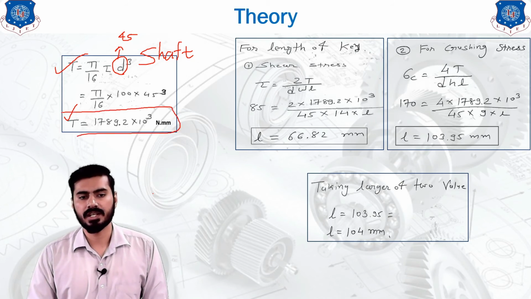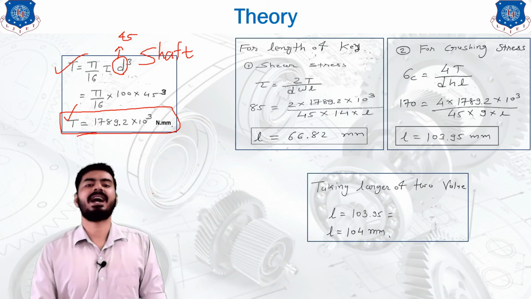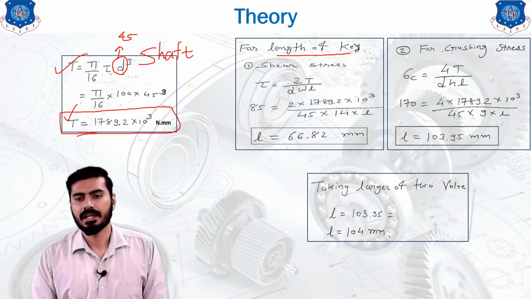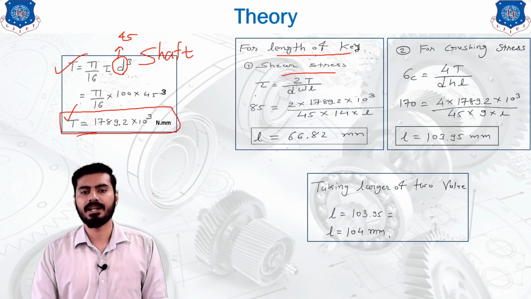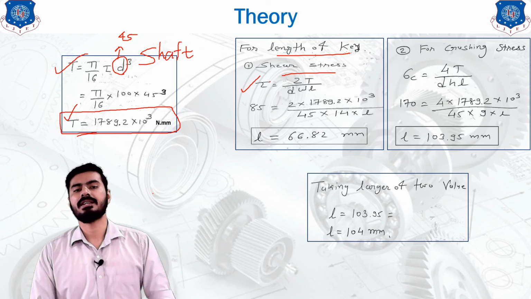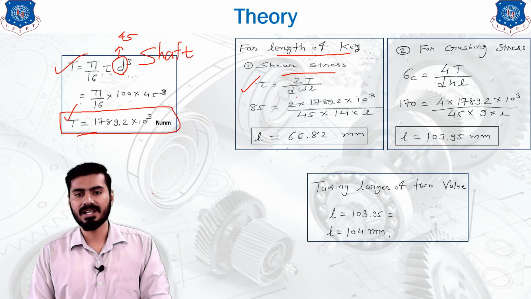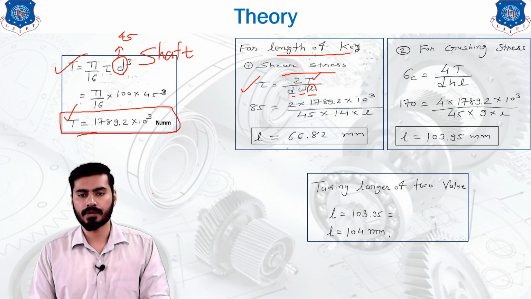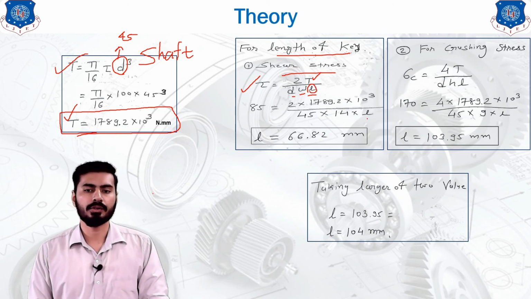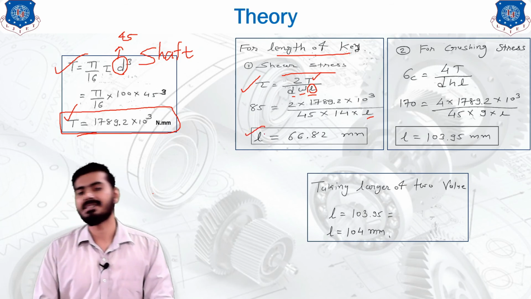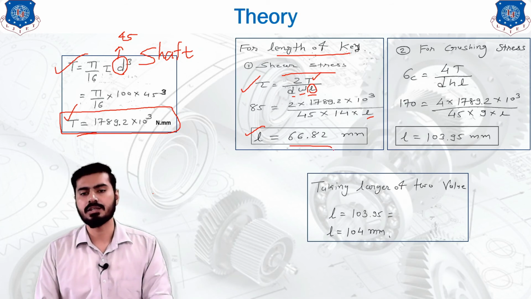So T will be 1789.2 into 10⁻³ Newton into mm. That is the answer of the torque that we have already calculated. Now for the length of the key, the shear stress, as we already discussed in the previous slides, can be calculated using 2T upon dWL. Now we have the value of T, we have d and W, but we do not know the value of L. So we keep it as it is, and then making it the subject and calculating, you will get the answer of L as 66.82 mm.